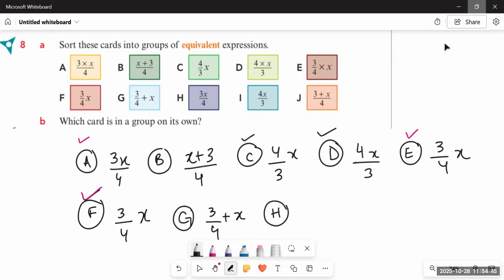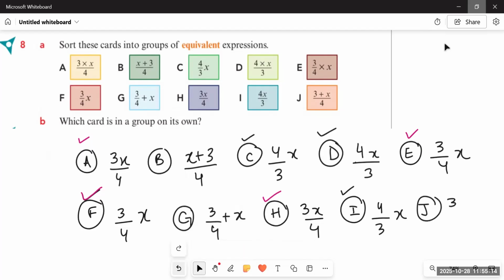Similarly, in part H, it's 3x over 4 again. So it's again equal to A, E, and F. So A, E, F, and H are similar so far. The next one is I, which is 4 over 3x. So this one is equal to C and D. C, D, and I are the same. And then we have 3 plus x over 4. So you will find that B and J are equal, because x plus 3 or 3 plus x are also the same. So it's 3 plus x over 4.